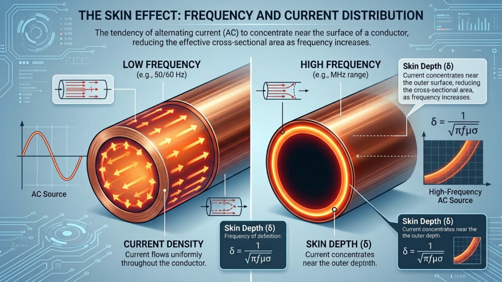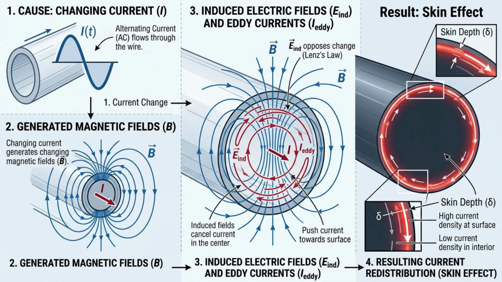Skin effect is the tendency of alternating current to concentrate near the surface of a conductor as frequency increases. The phenomenon occurs because changing currents generate changing magnetic fields. These magnetic fields induce additional electric fields inside the conductor, which oppose the flow of current in the interior regions. As a result, current naturally shifts toward the outer surface.